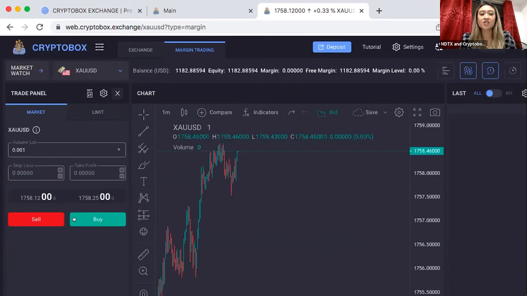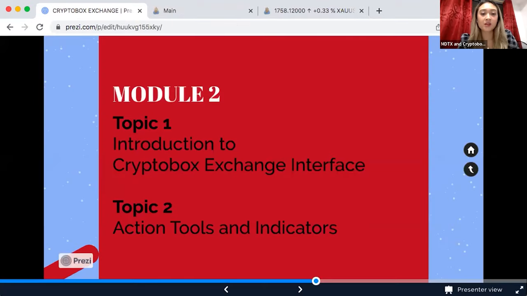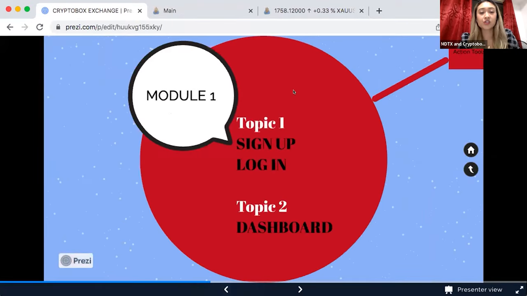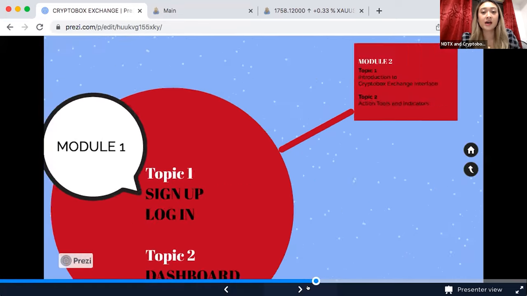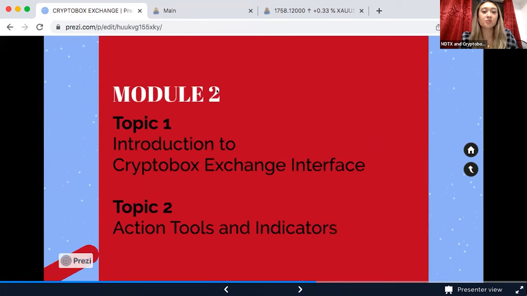So that is it for today's module one and module two, which is the sign up and the registration and going through the dashboard. Today we also finished module two, topic one, which is the introduction to the Cryptobox exchange interface.